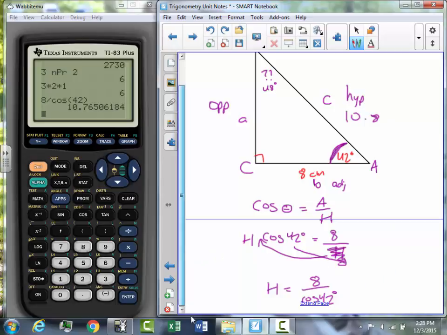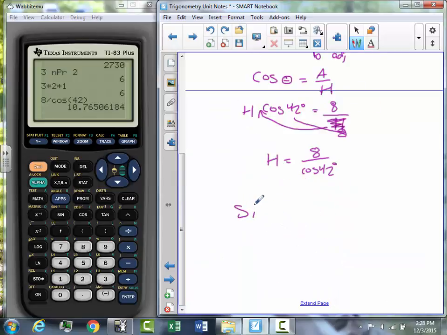All right. Based on that number, I now can use sine. Sine of theta is supposed to be the opposite over the hypotenuse. Do I know theta? Sure, it's still 42. Do I know the opposite? No, that's actually the one side I still don't know. But I do know the hypotenuse now. The hypotenuse is, I just solved for it, 10.8. Okay, I'm going to write 10.8, but when I do the math on my calculator, I'm going to use that number. Does that make sense?